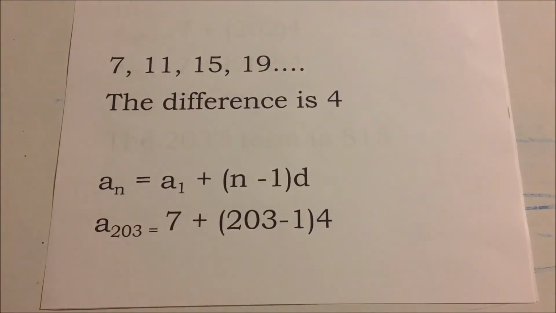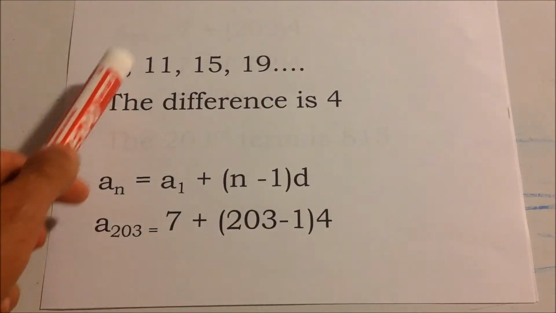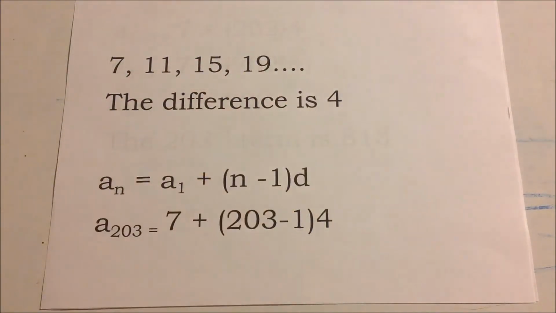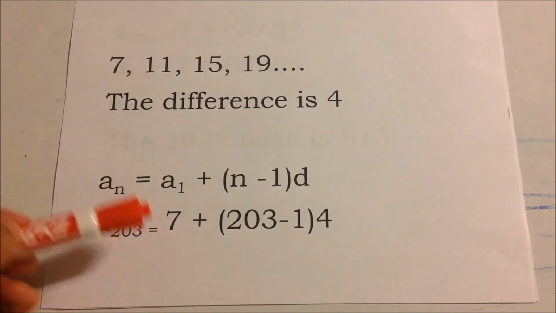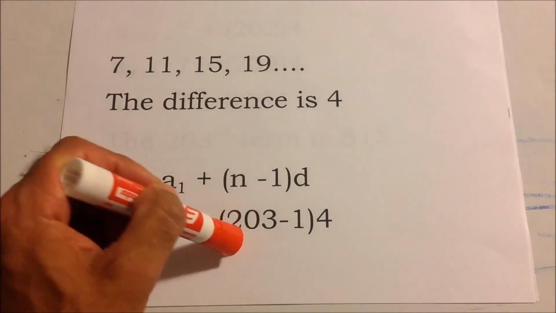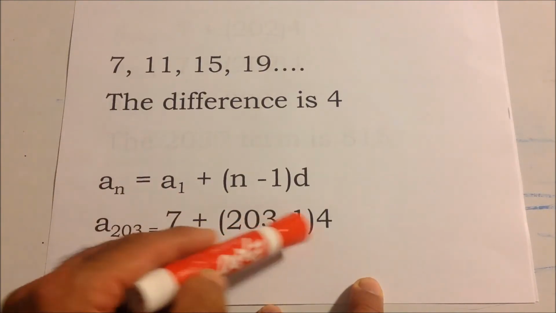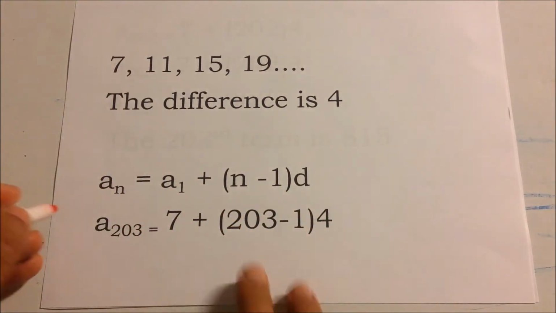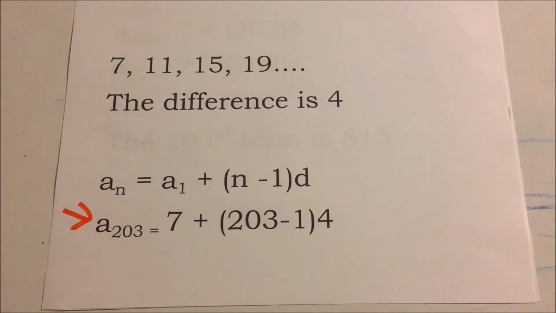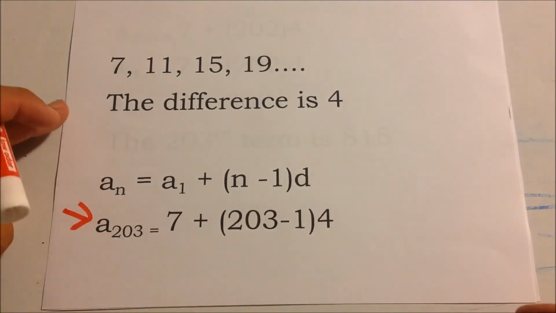Alright. So we can see that the difference between 7, 11, 15, and 19 is 4. So that's the difference. And we're trying to find the 203rd term. The first term is 7. The nth term we're trying to find is 203. So 203 minus 1 times 4. So you should have got to this point at least. Rewind the tape if you didn't get there.